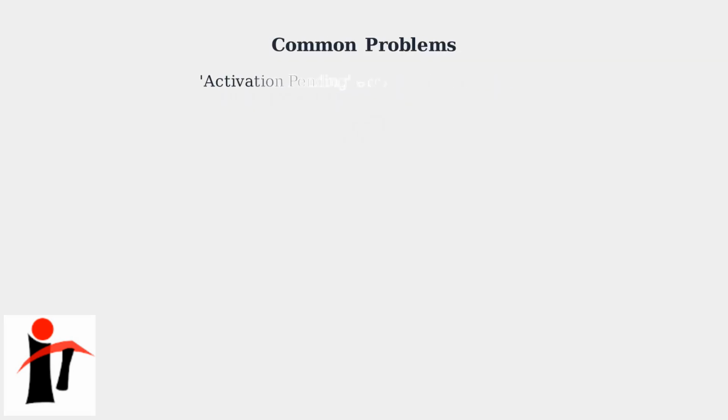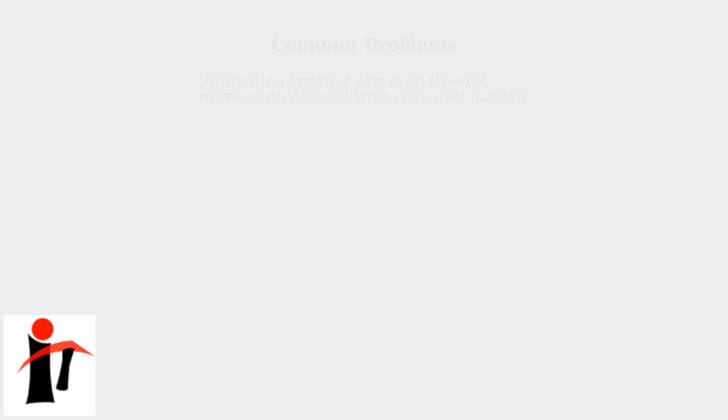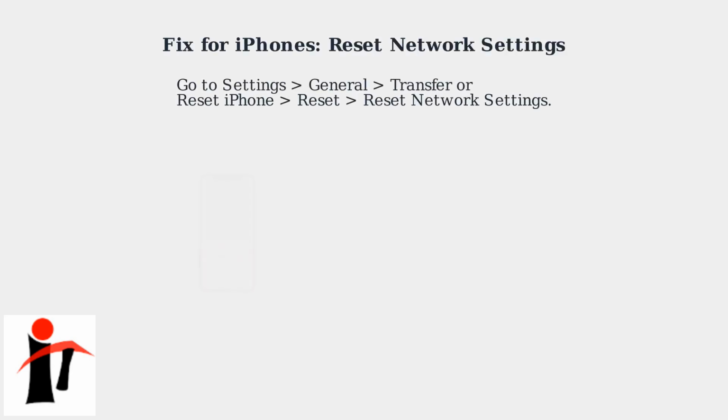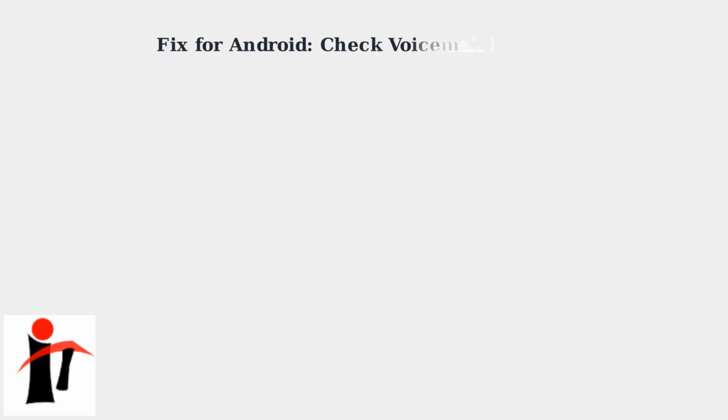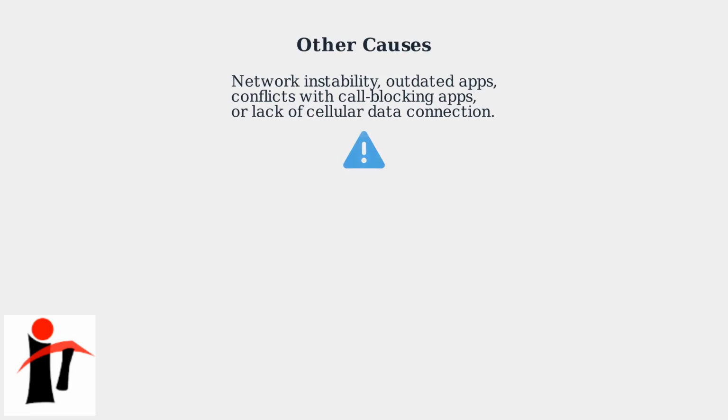Common problems include activation pending errors, especially on iPhones, or incorrect voicemail numbers on Android devices. For iPhones, try resetting network settings by going to Settings, General, Transfer or Reset iPhone, Reset, then Reset Network Settings. Then reactivate voicemail. For Android, ensure the voicemail number is correct in your phone settings and that the feature is toggled on.